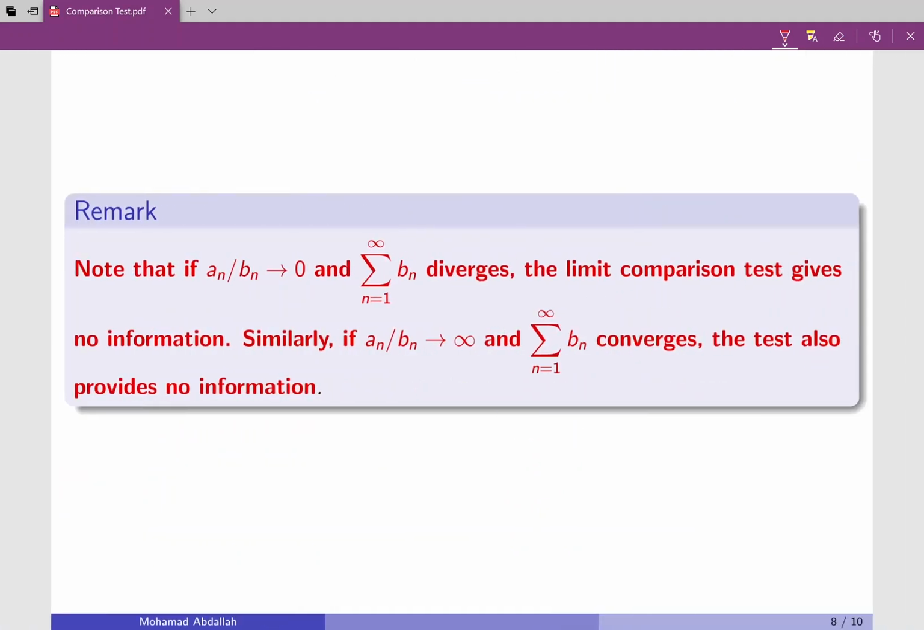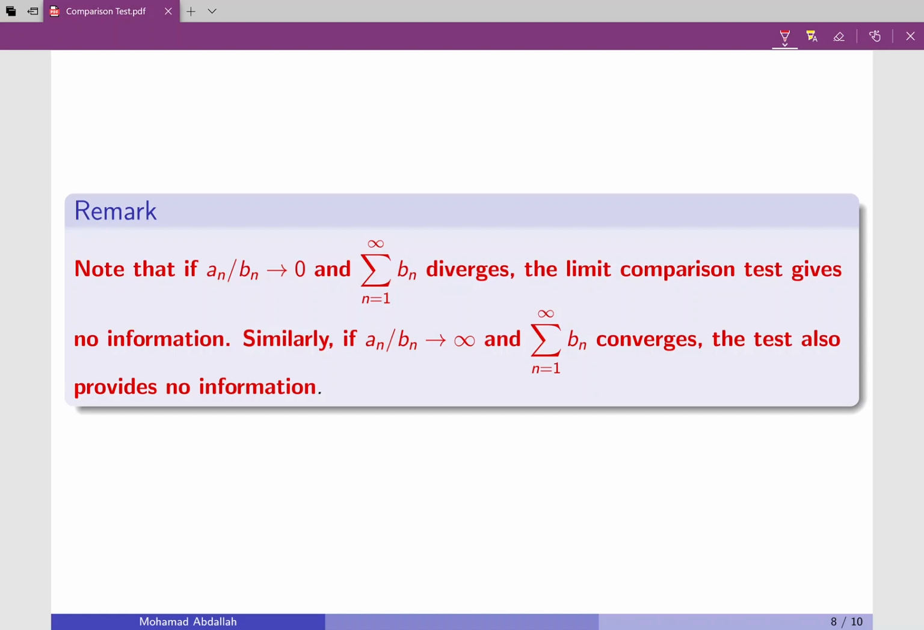Okay, so here is what I was talking about. If you find out that the limit of an over bn when n approaches infinity is 0, and the sum of the denominator is divergent, then the limit comparison test is inconclusive, gives you no information. Same thing if an over bn goes to infinity and bn is convergent. I know that when it's divergent then an is divergent, but here it's convergent, so also the test is inconclusive.